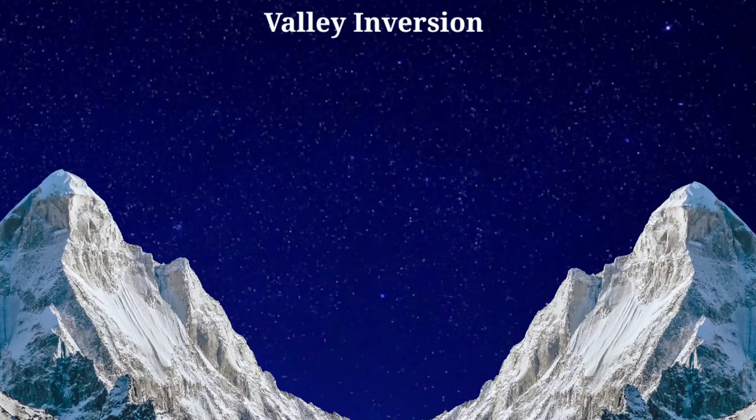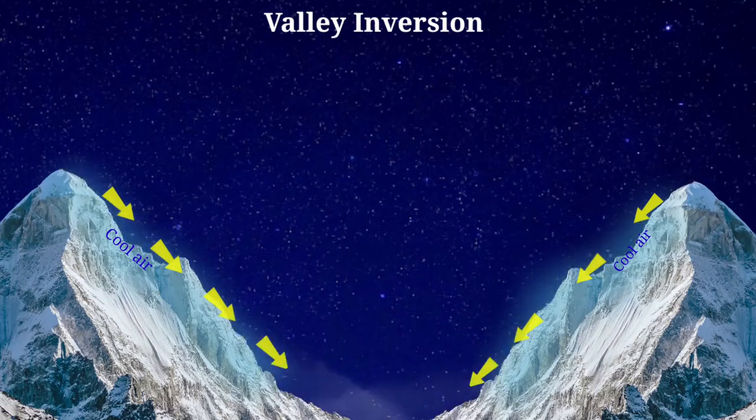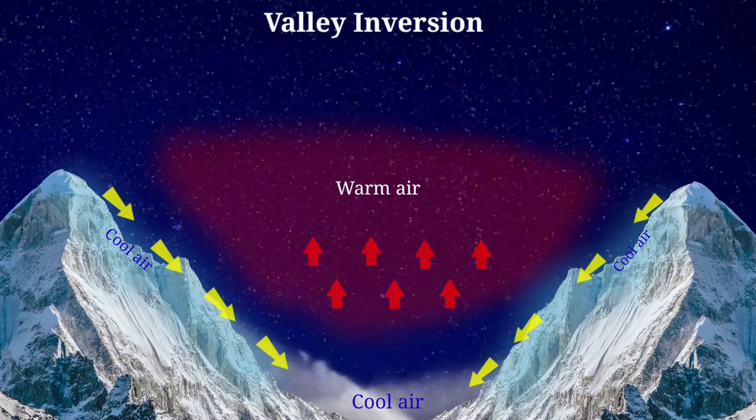Now the valley inversion takes place on the rolling topography, particularly in the hilly areas. In valley inversion, what happens is that during night the mountain slopes become cool, and the air which comes in contact with the slopes of the mountains also gets cool. Now we know that the cool air is heavier, hence it sinks down along the slope of the mountains and accumulates in the bottom of the valley. The sinking cold air pushes the warm air of the valley, thus the warm air rises. In this way the inversion of temperature is experienced.